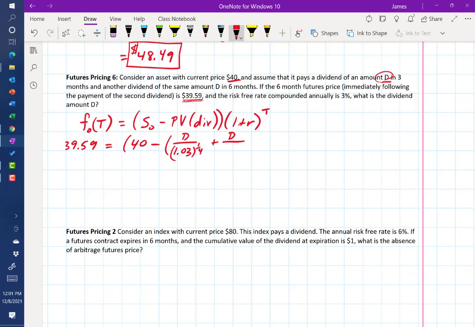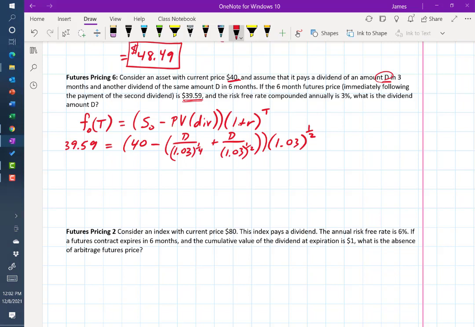Plus there's another dividend out at 6 months, 1.03 to the 1/2. Okay, and then all of this gets compounded out to expiration, which is half a year. Once I've done this, I need to solve this equation. By the way, here when I'm doing the problems, they're not multiple choice. You would have to solve it.